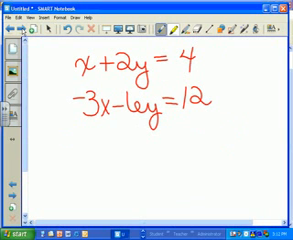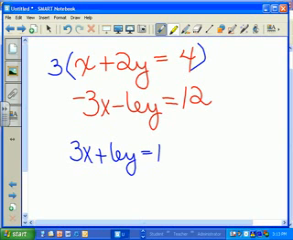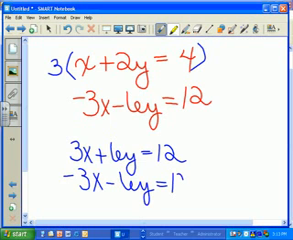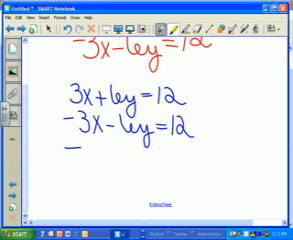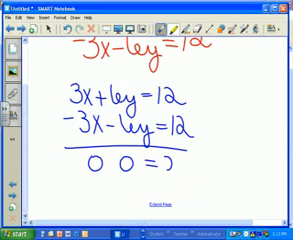Last example, okay? This one looks like a good example for elimination to me. You can also use substitution if you want to solve that first one for x. Okay, I'm going to multiply my first equation by 3. So that'll make the first one 3x plus 6y equals 12. And the second one, negative 3x minus 6y equals 12. Okay, we add those up, and what do we get? 0, 0, 24. So 0 plus 0 equals 24. Does 0 equal 24? No, that's false.